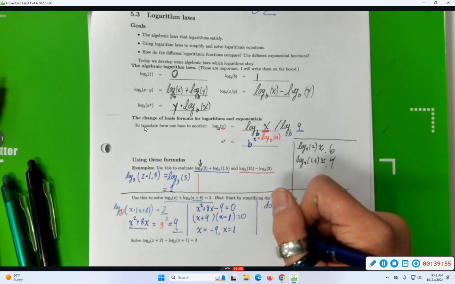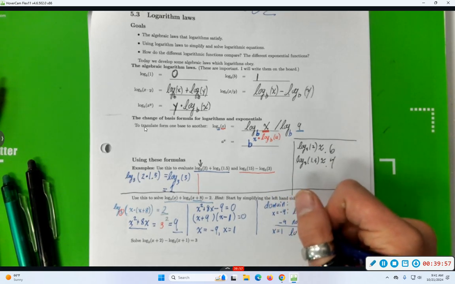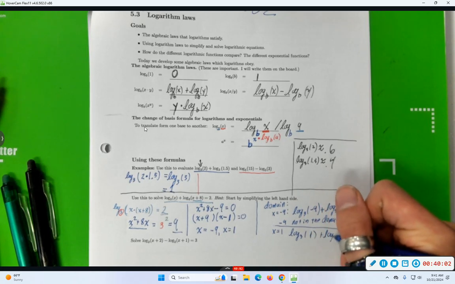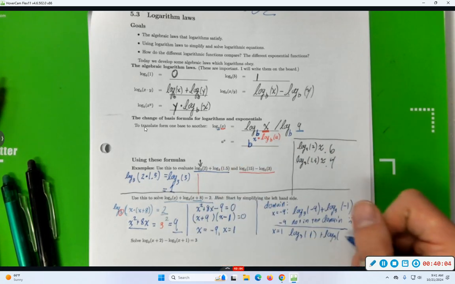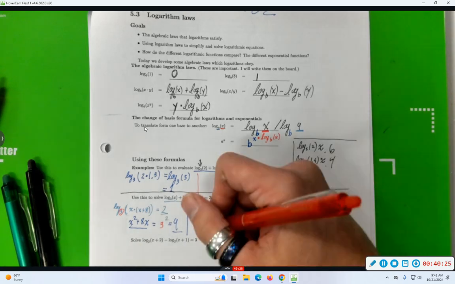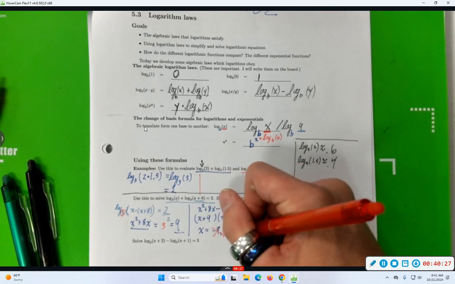All right, let's check x equals 1. X equals 1, I'll get the log base 3 of 1 plus the log base 3 of 1 plus 8 is 9. And you know what? Those even look like things that I know how to compute. So let's compute it and even double check if the answer is correct. What's the log base 3 of 1? 0. What's the log base 3 of 9? 2. 0 plus 2 is 2. Is that what I want it to be? Yep. Awesome. So x equals negative 9 is not in the domain. X equals 1 is the only solution.